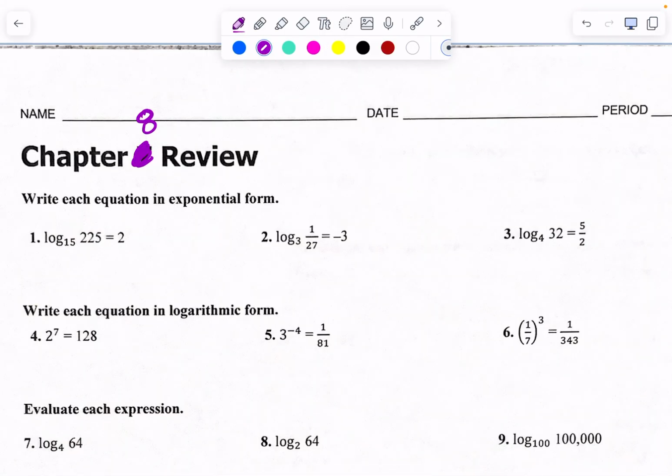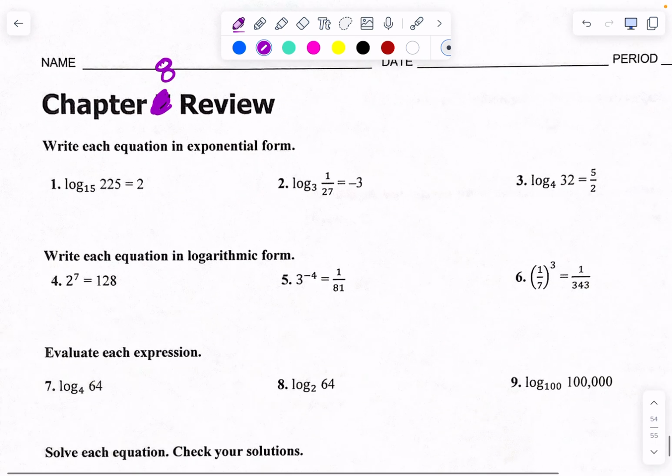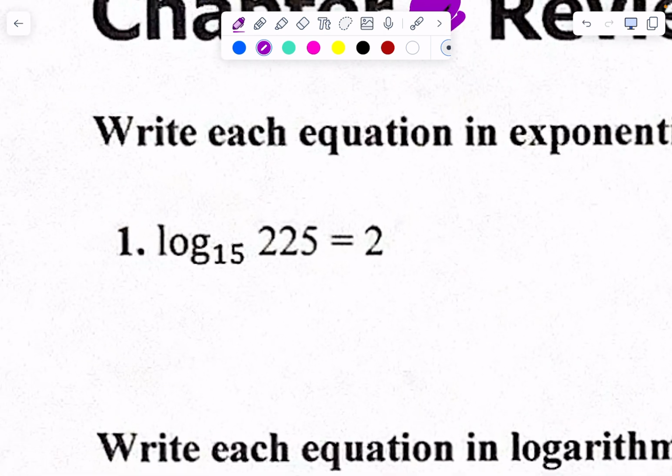First and foremost, we're on chapter 8 review, and it says chapter 7, but that is wrong. So if you want to scribble that, chapter 8 review. I will help you do one from each section just to get you started, but 1 through 6 should be really quick and easy. Some people are already doing it, switching from log to exponential form. It is most important for you guys to pay attention as we're doing this because you're not going to know what you're doing for a test.